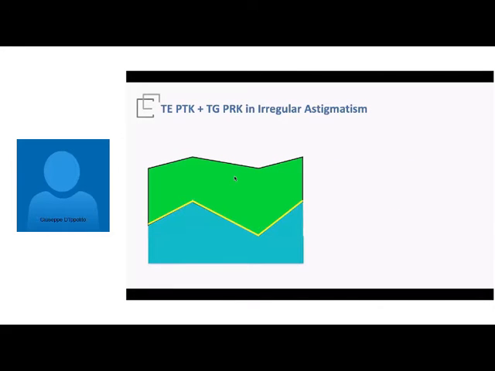What we can do, what all people can do, not only IVIS users, is use transepithelial PTK, under the assumption that it's a good PTK which can remove some 70-80 microns, which most of the systems do not have. And if you combine that with topography-guided PRK, we can achieve decent results.